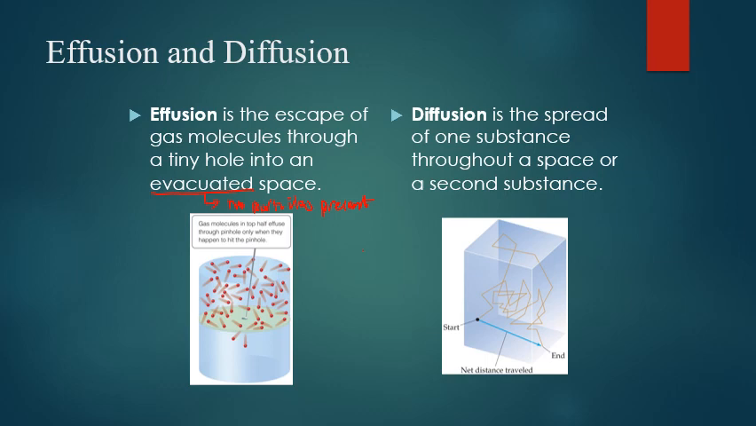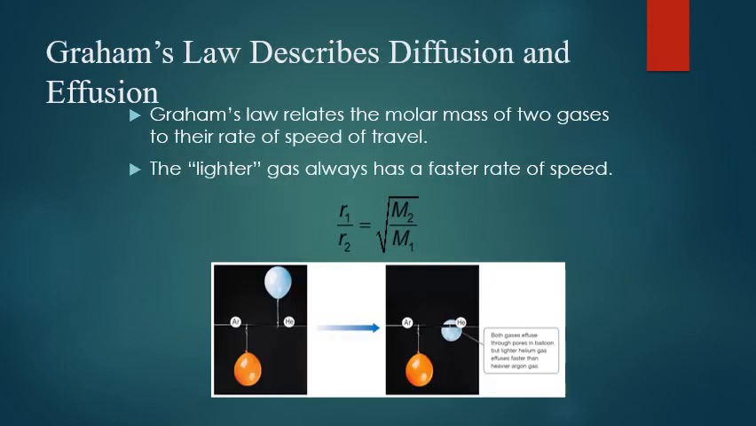So we're going to now look at some of the math that's involved in calculating the rate of effusion. When we describe the rate of effusion, we're going to talk about Graham's law. Again, this specifically relates to effusion, but Graham's law will relate the molar mass of the two gases to their rate of speed of travel. Rate of speed is referencing a velocity. Now, we can set this up as either R's or also V's for the velocity.